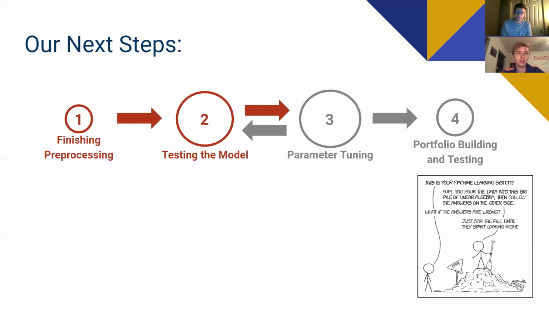This is what we plan on doing in the future. Once we finish the pre-processing, we're going to start testing our model, and with that, we're going to start parameter tuning. This is going to be a cyclical back and forth between testing and tuning. Once we've done that, we want to build our portfolio and see if our model could make any real money.